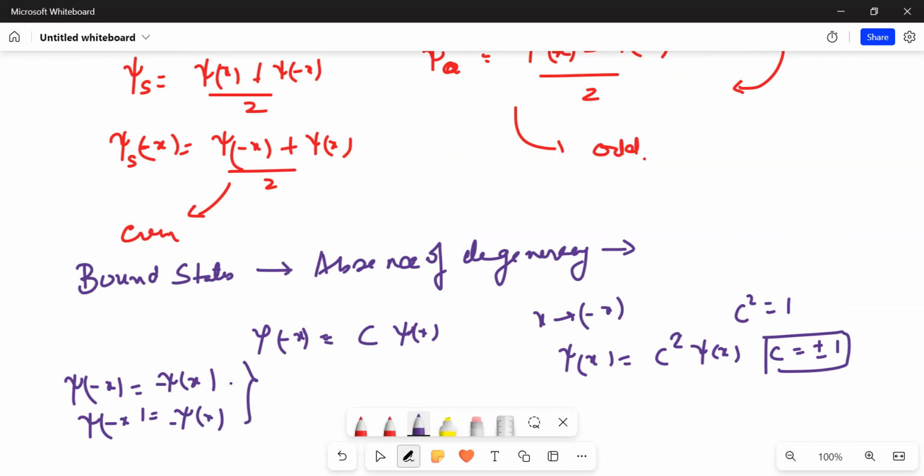So any one-dimensional bound state solution with an even potential, that is V(-x) equal to V(x), or you can say a symmetric potential, must be either even or odd under the transformation x to -x. This is something that I've written here and have summarized. Now, a few important things that we are going to take in the next lecture as well is the nature of the spectrum.